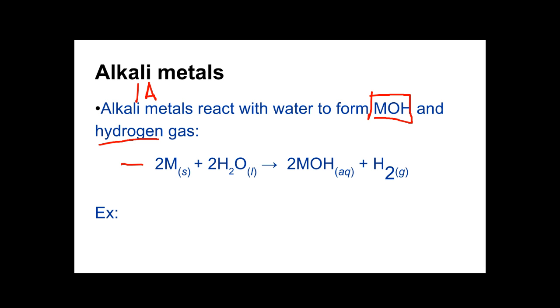So here's our general format. Generally, we get 2 alkali metal reacting with 2 moles of water to form 2 moles of metal hydroxide plus a mole of hydrogen gas. So here's an example. Maybe we could take some potassium metal and react potassium metal with water.